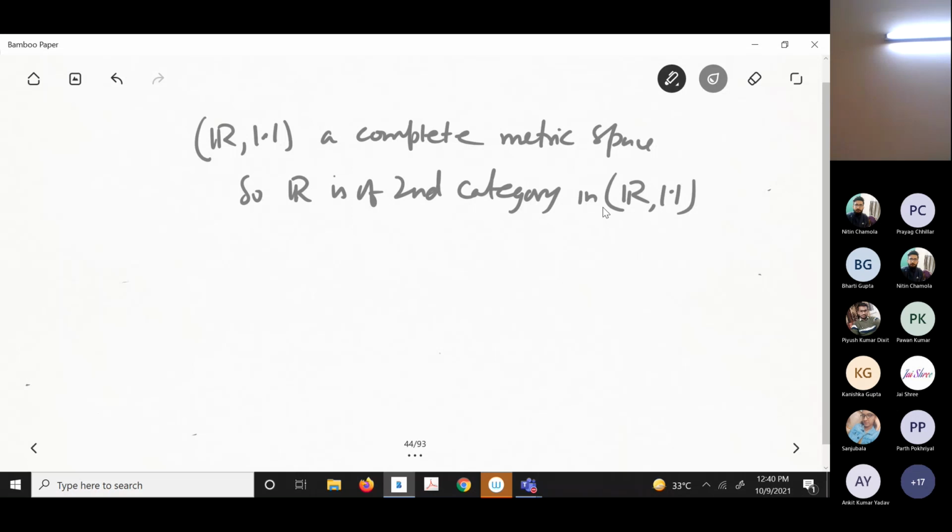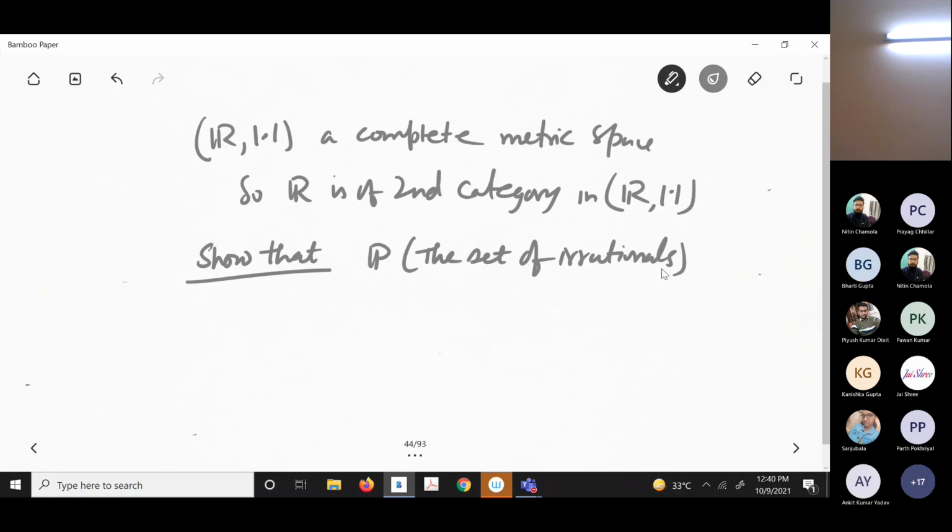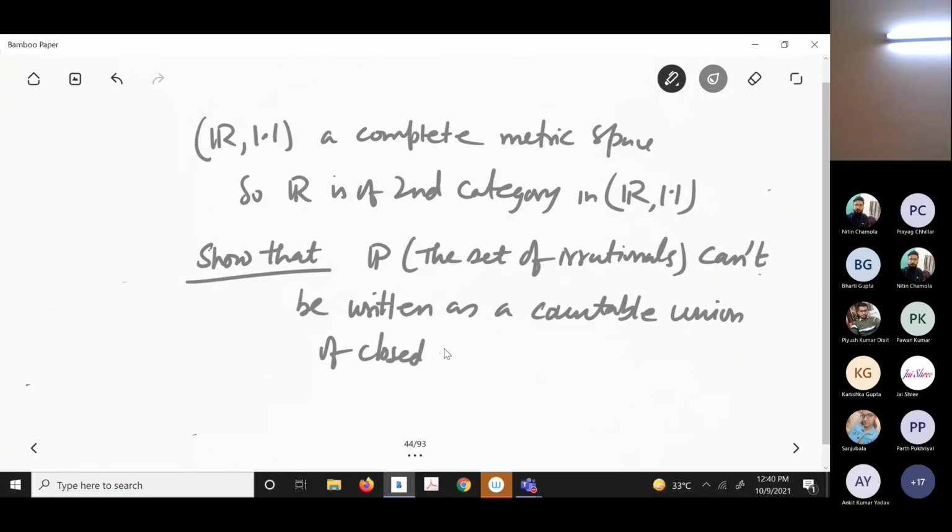Well, now there is a problem I have given. Show that P, the set of irrationals, can't be written as a countable union of closed sets in R. It's apparently a small exercise. If you use this, it is immediate. That I'm going to prove. But it has got big applications.